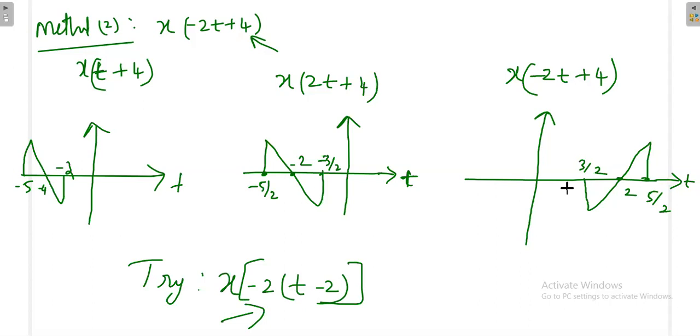Now what is the other format possible? We are analyzing different formats. Minus can be here or here, or both can be minus, or both can be plus. Now I'll take the third format.